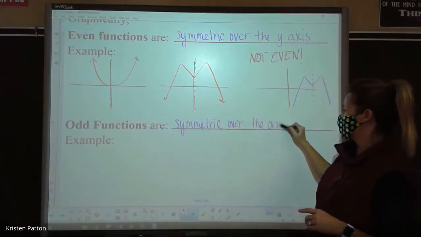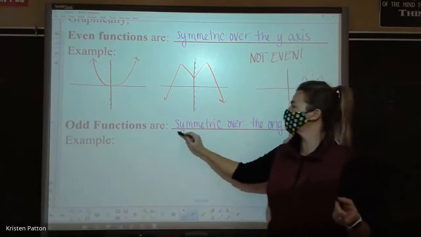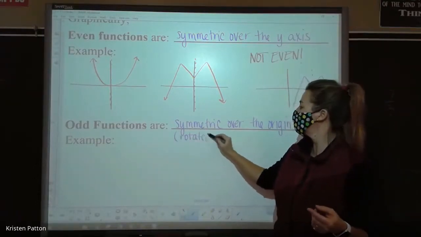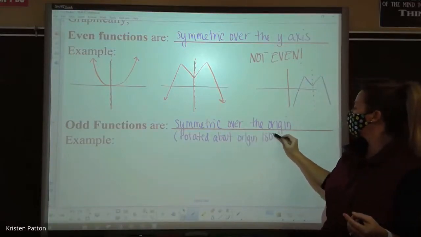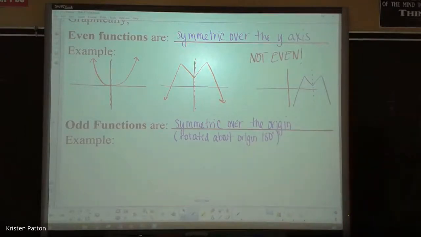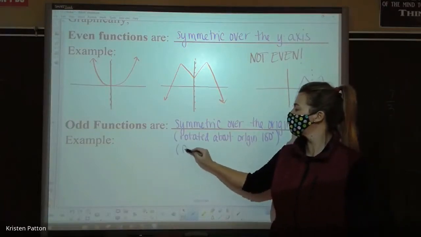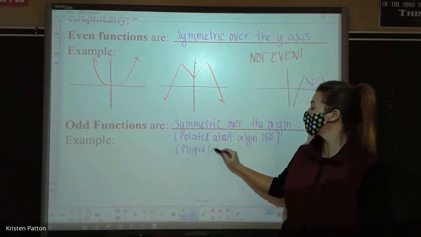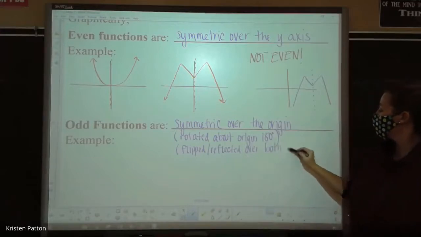I'm going to explain what that means. Symmetric over the origin means it has been rotated about or around the origin 180 degrees. Some of you might think, oh my gosh, I did not do so well with rotations in geometry. So don't let that freak you out, because I don't like to think of it that way. The other way we can think of it is that it has been flipped, or maybe I should say reflected, over both axes. I'll explain with a graph.